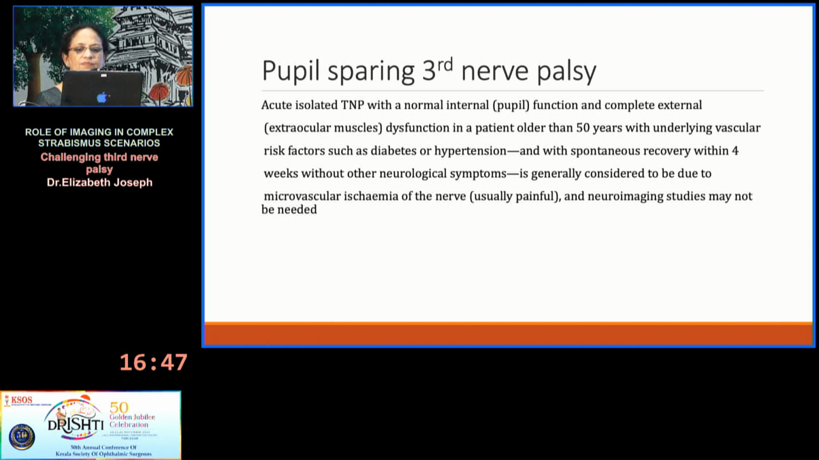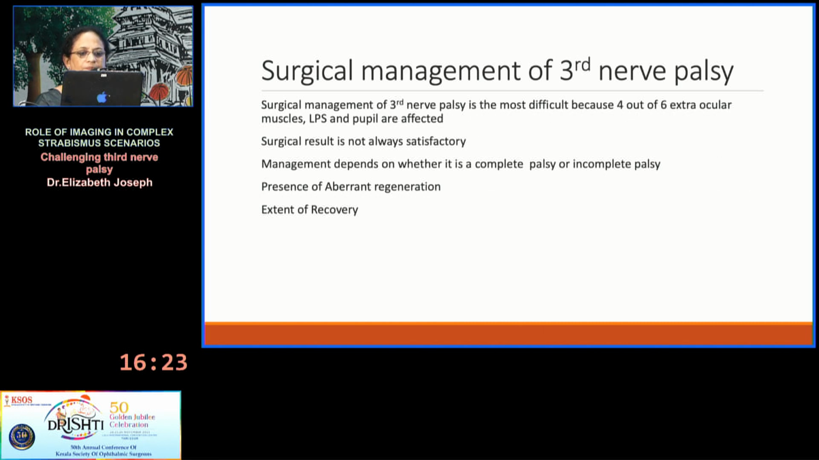Isolated third nerve palsy with a normal pupillary function is more or less benign, and it's usually due to ischemia seen in conditions like diabetes and hypertension. In pupil sparing third nerve palsy, if there are no other neurological symptoms, you can give a good prognosis and can give conservative management. Most often that will recover. And those cases which are not recovering, then we have to think about the surgical management.